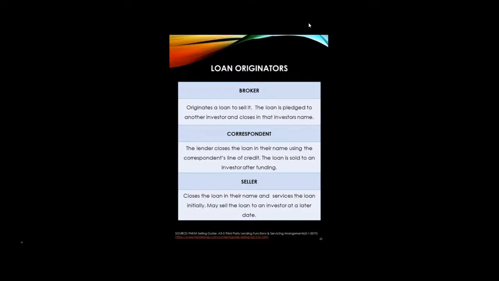Correspondent, the lender closes the loan in their name using the correspondent's line of credit. The loan is sold to the investor after funding. And then you have the seller. Closes the loan in their name and services the loan initially and may sell the loan to an investor at a later time. Most of the companies I've worked at typically are the sellers. We close the loan under our name. We make sure it fits all the criteria and the guidelines. And then down the road, the loan gets sold to another investor, and some companies I worked at keep the loan for servicing, but sell the loan itself.